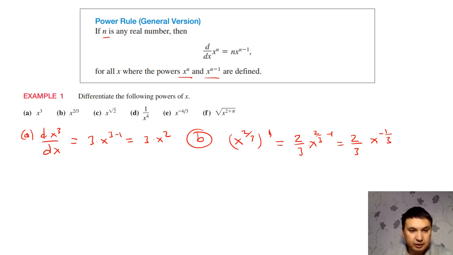Right. Let's do C. X to the power square root of 2. Take the derivative. It's square root of 2 times x to the square root of 2 minus 1.